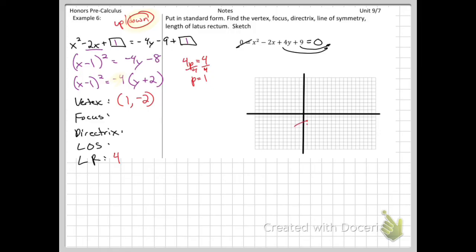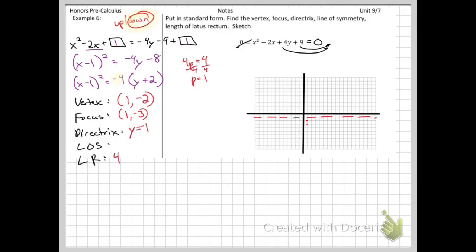Again, let's sketch this in real quick. It's doing this, right? It's opening down. So that's my focus. My focus is inside the parabola, and that puts it at 1, negative 3. And I'm going to go 1 up, and that'll be my directrix, the line. That's a horizontal line. That's the equation y equals 1. What's happening? Clearly that's negative 1, right? Sorry.